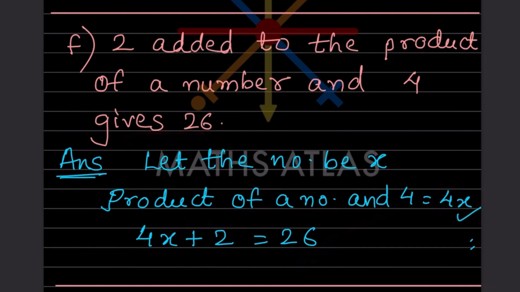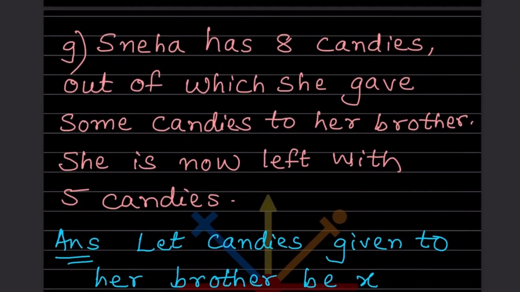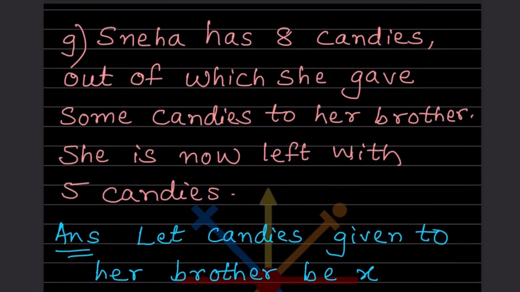Okay, so now the next one. It says that Sneha has 8 candies, out of which she gave some candies to her brother. She is now left with 5 candies. So now what is given here? Let candies given to her brother, we don't know. That was X. She gives some candies. Some means that was X.